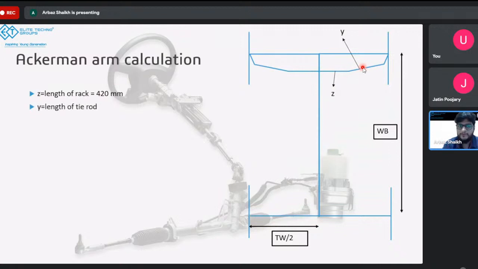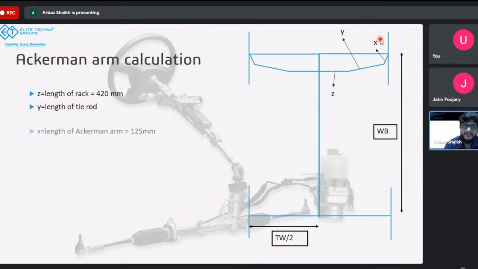Next, we have the Y over here, this blue line, which is the tie rod. This is something we have to calculate, and we'll be calculating it in the next step. And we have the X, which is the Ackerman arm. This arm is rigidly fixed to your wheel, and it is connected to the other end of the tie rod. So this is how the geometry works. The rack is connected to the tie rod at this point, and the other end of the tie rod is connected to the Ackerman arm, which we are denoting by X.